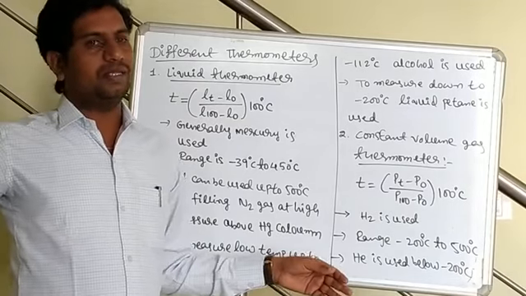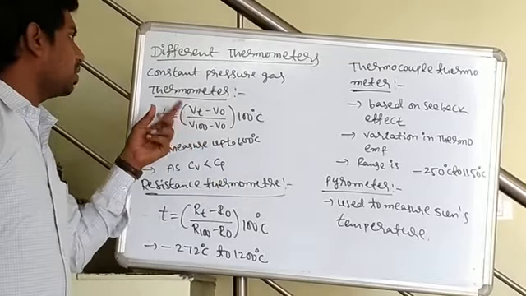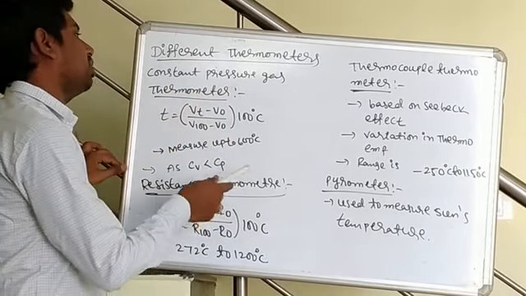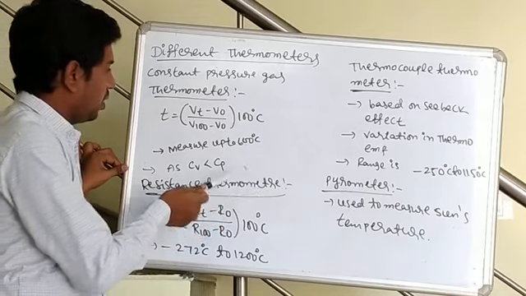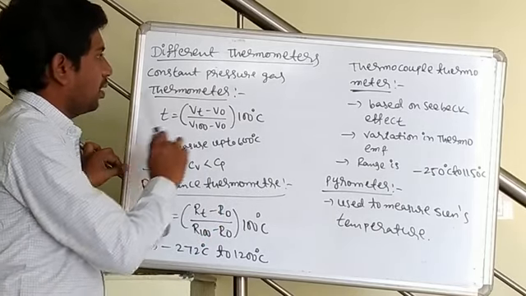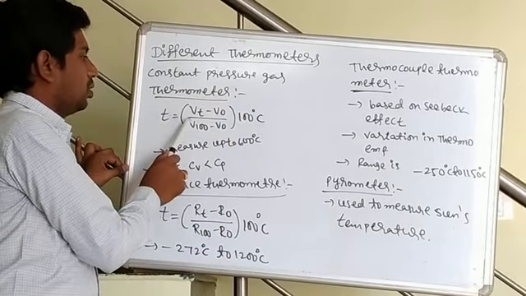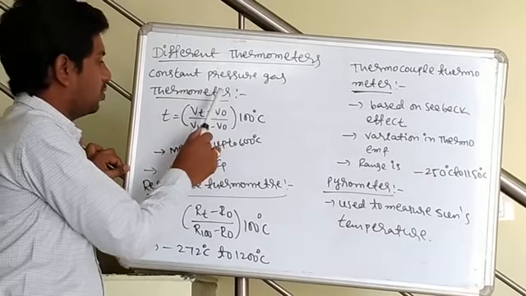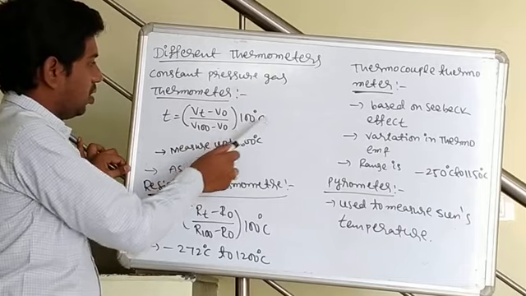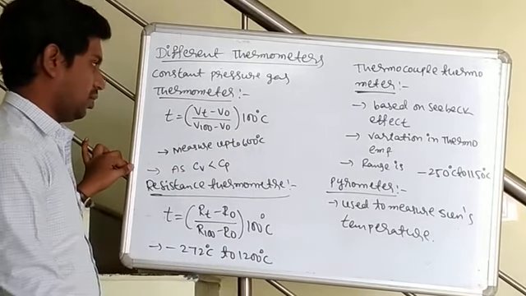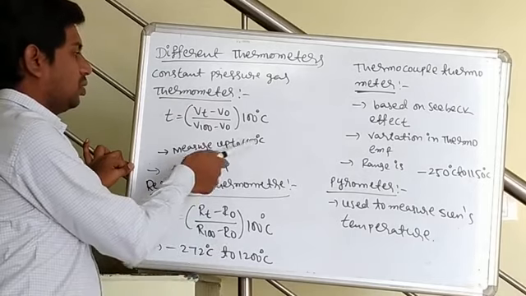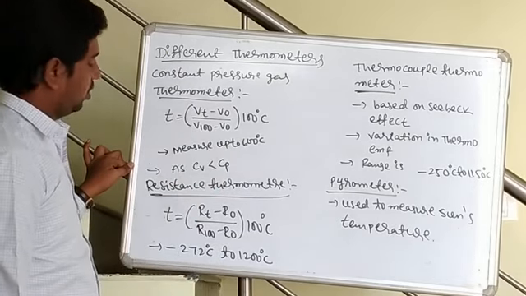Next is the constant pressure gas thermometer. In a constant pressure gas thermometer, the pressure is constant, so the volume changes, so that T = (Vt - V0)/(V100 - V0) × 100 degrees Celsius. Here we can measure temperature up to 600 degrees Celsius.